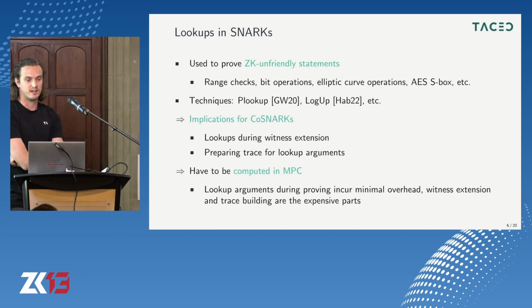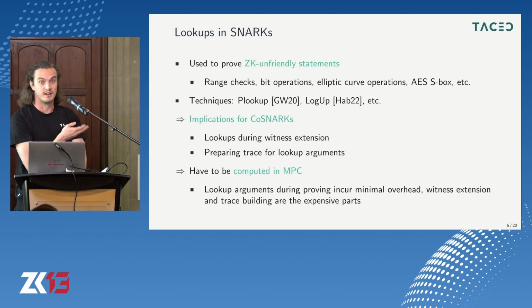So what does this mean for the MPC case? We have to do the lookups during the witness extension because we need the results of these lookups to actually continue the computation and get the witness out of it. And then we also have to deal with the lookup arguments during the trace building, which we'll have a look at a bit later. On the other hand, the lookup part during the actual proving, where you actually prove the statement, is no blocker, this is just minimal overhead in MPC.